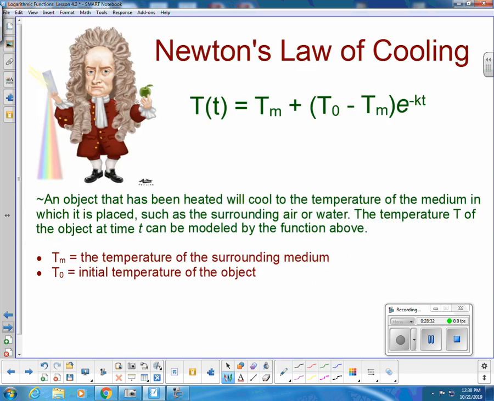Ooh, Newton's law of cooling. So, physics. 2 more slides. This is it. Okay, Newton's law of cooling. This is the formula you would use to figure out how long a body's been dead.